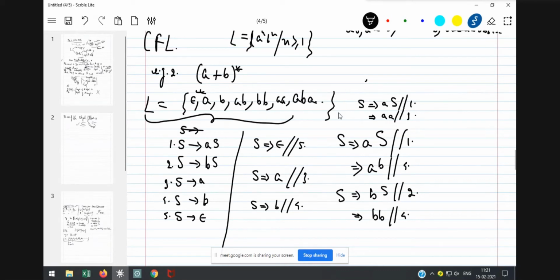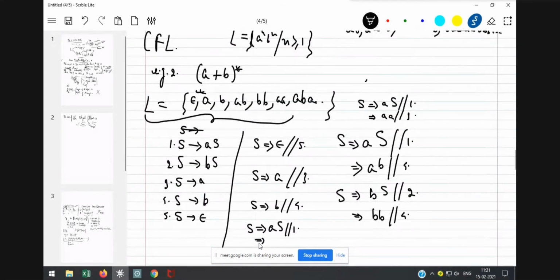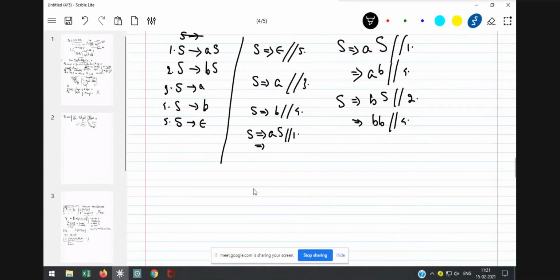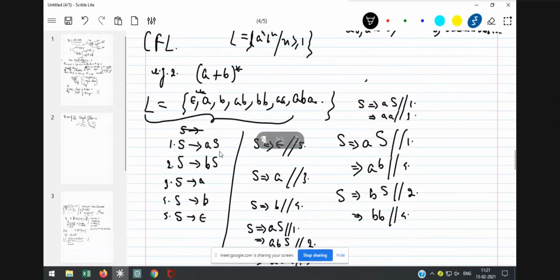Can I derive ABA using this particular context-free grammar? It starts with A, so let me just take AS using production rule 1. The next one is B, so ABS using production rule number 2. The next one is A, so ABA using production rule number 3. Okay, so I guess my grammar is complete.